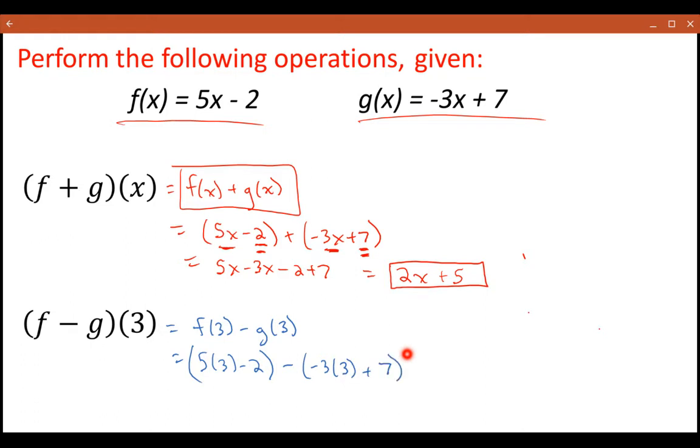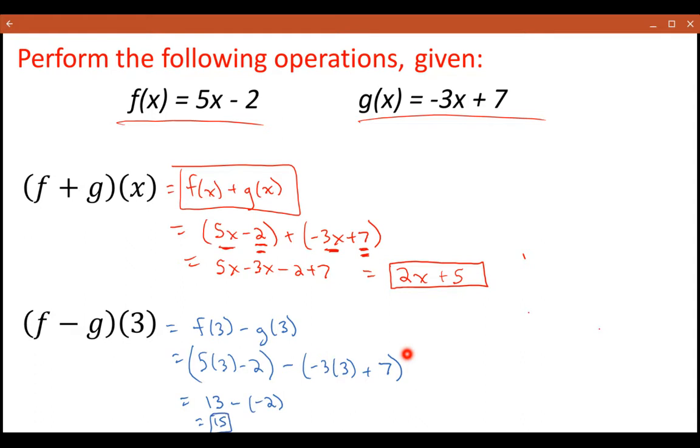So then I just look at this as kind of two separate problems, and at the end I'm going to subtract them. So with this first one, it becomes 15 minus 2, which is 13. And I can go ahead and drop the parentheses there. Minus, we get negative 9. Negative 3 times 3 is negative 9 plus 7, which is negative 2. So minus negative 2. The minus minus becomes a plus, so it becomes 13 plus 2, which is 15.